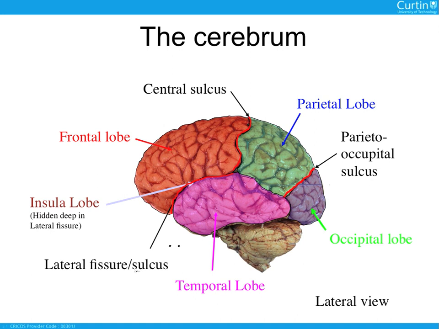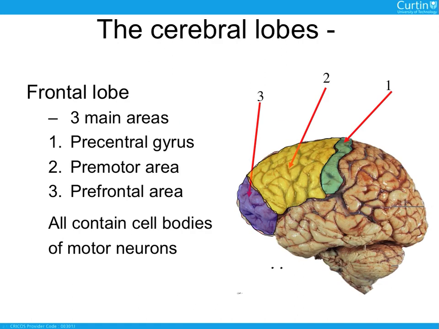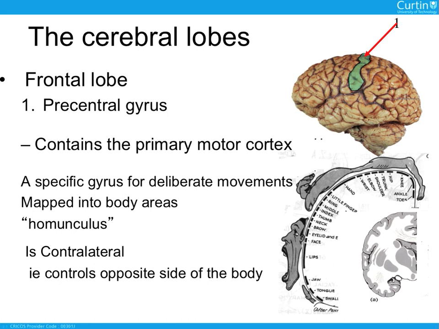So let's actually start to go a bit deeper into each one of these lobes, starting with the frontal lobe. We've got three main areas: prefrontal, premotor is number 2, and just anterior to the central sulcus, so central sulcus is here, we've got the precentral gyrus. Now all contain cell bodies of motor neurons, but most of the motor neurons are located in area number 1 that you can see here, called the precentral gyrus. So let's have a look at that in detail.